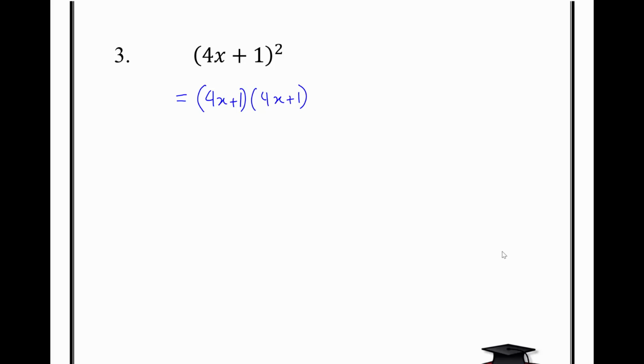So if you remember correctly, it is just the first, which is just 4x times 4x to give us 16x squared. Next is the outer pair, which is 4x times 1 to give us 4x. Next is the inside pair, which is just 1 times 4x to give us 4x. Next, we have the last pair, which is just 1 times 1 to give us 1. Simplify this equation and we end up with 16x squared plus 8x plus 1.